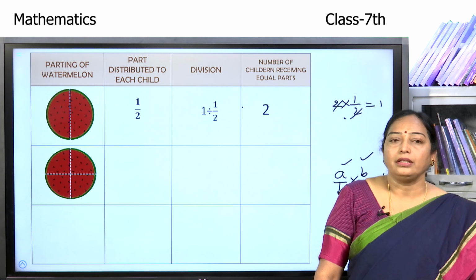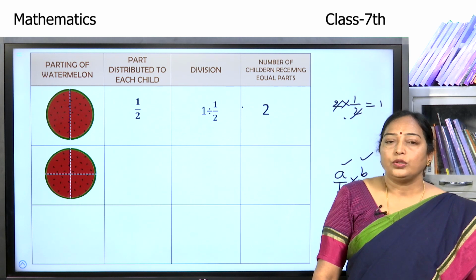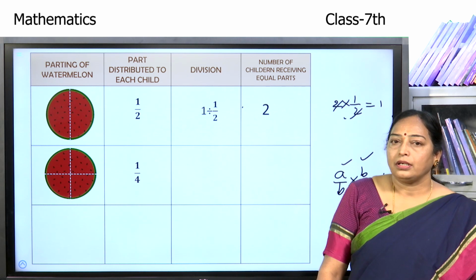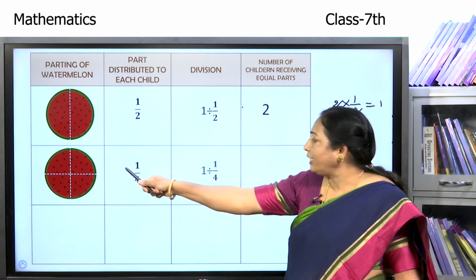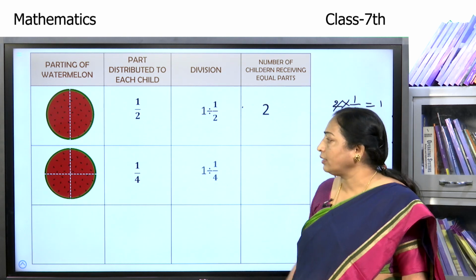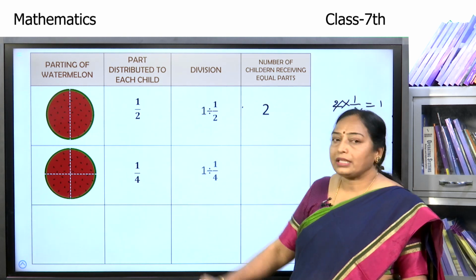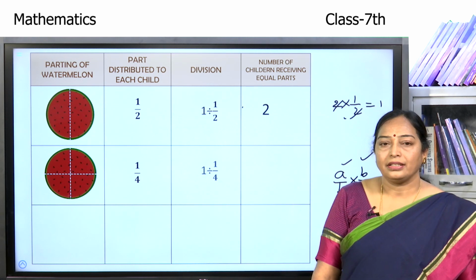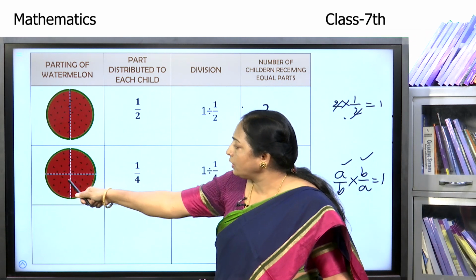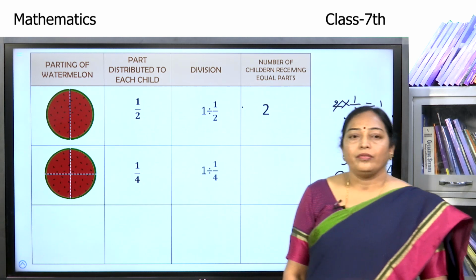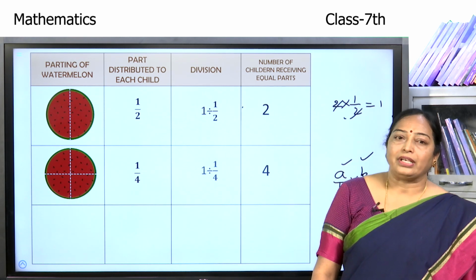If the watermelon is divided into quarter parts, so that each child gets a quarter part, the whole watermelon is divided by 1 by 4th, that means quarter. How many children will get a quarter part equally? 1, 2, 3, 4. 4 quarter parts. Therefore, 4 children will get quarter parts equally.